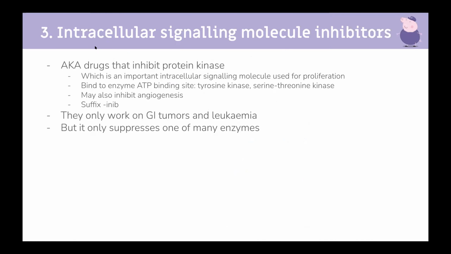And you also have intracellular signaling molecule inhibitors. These will inhibit protein kinase, which you may have talked about a bit in your cancer workshop. It's an important enzyme used for the proliferation of your GI tumors. As a result, we can inhibit this enzyme so that there's less cell growth of your GI tumor. This drug can also possibly inhibit angiogenesis, and it ends in inib.